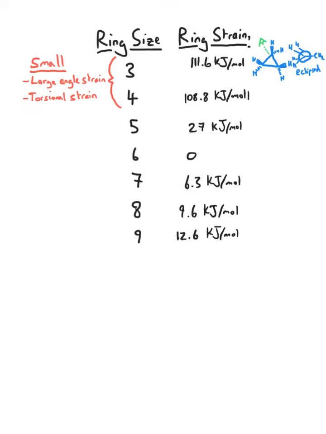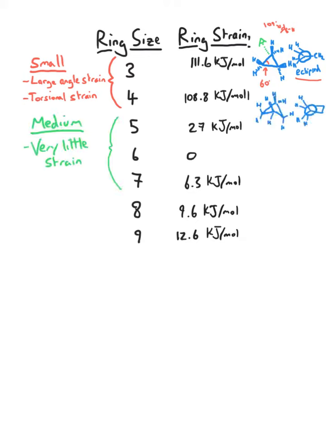You will notice that the angles of a triangle, a three-membered ring, is 60 degrees on the inside when you want an ideal angle of 109 for a tetrahedral. Furthermore, if we look at the Newman projection, we see that all the hydrogens in this system are eclipsed. If we look at the four-membered ring, it's not as bad, but the hydrogens are mostly eclipsed still.